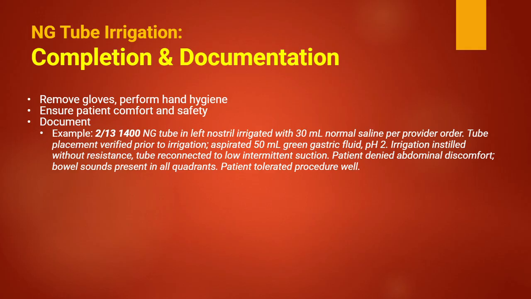As an example, you may document: NG tube in left nostril irrigated with 30 ml normal saline per provider order. Tube placement verified prior to irrigation, aspirated 50 ml green gastric fluid, pH 2, irrigation instilled without resistance, tube reconnected to low intermittent suction. Patient denied abdominal discomfort, bowel sounds present in all quadrants. Patient tolerated procedure well.